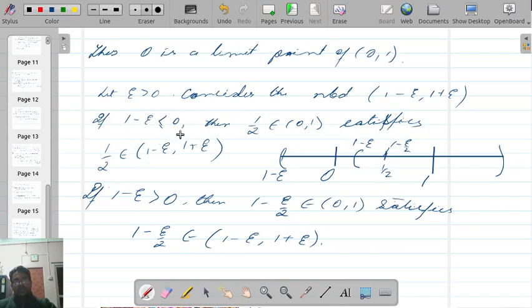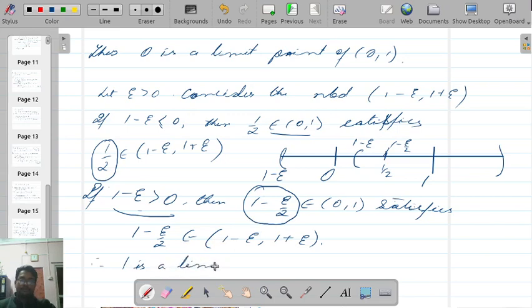So all cases have been dealt with: 1 minus epsilon less than or equal to 0, and 1 minus epsilon greater than 0. In each of these cases we are able to find some point inside the set (0,1) which also belongs to the epsilon neighborhood. In this case also we found the point 1 minus epsilon by 2 inside (0,1) which belongs to the same epsilon neighborhood. Therefore 1 is a limit point of the set (0,1).